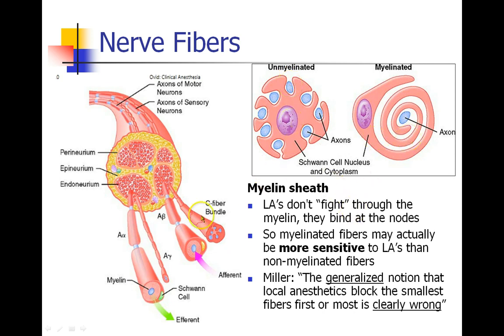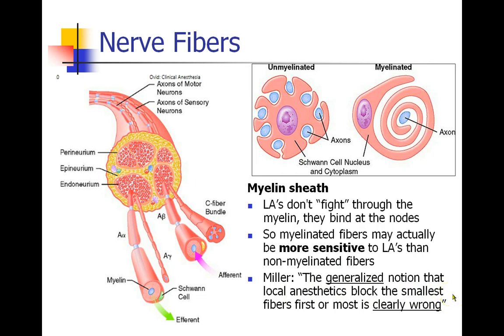They don't fight their way through the myelin, but they find these nodes, they find these gaps between the myelin, and that's where they act. And it turns out that as a result, the myelinated fibers, which have these gaps, may actually be more sensitive to local anesthetics than the non-myelinated fibers, which don't have these gaps. And in Miller's textbook, for example, he addresses this misconception, and he says the generalized notion that local anesthetics block the smallest fibers first or most is clearly wrong.